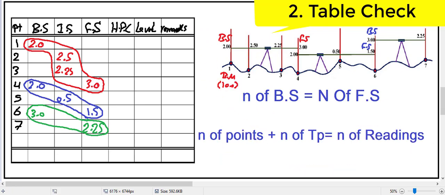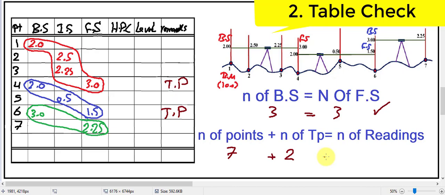Let's make a check on our example here. The number of backsights, we have 1, 2, 3 backsights. The number of foresights, we have 1, 2, 3 foresights. So the left hand side equals the right hand side, so this check is okay. Number of points here, we have 7 points. Number of turning points: a turning point is any point that has 2 readings, the foresight of the first setup and the backsight of the following setup. So point 4 is a turning point and also point 6 is a turning point. So we have 2 turning points.